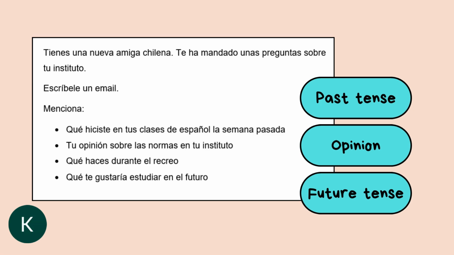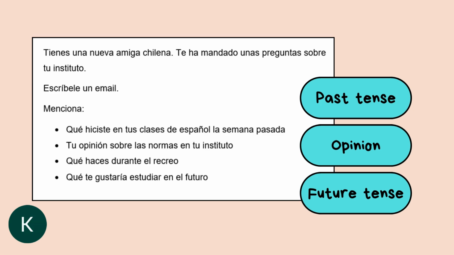It says, ¿Tienes una nueva amiga chilena? Te ha mandado unas preguntas sobre tu instituto. So you've got a new Chilean friend and she has sent you some questions about your school. Escríbele un email. Write her an email. Mention, and then we've got our 4 bullet points.